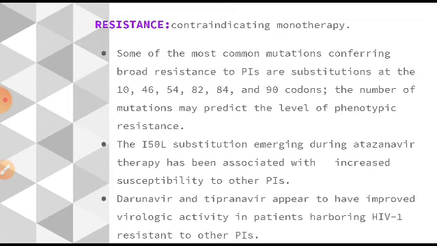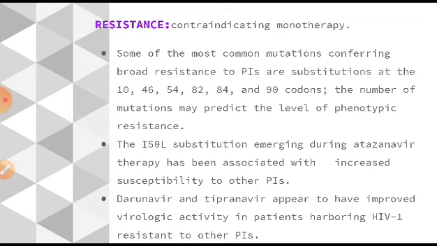So here this is also causing some resistance, contraindicating monotherapy. Because of monotherapy, or single use of the drug, resistance may be more common. How it happens, now I'll tell you. Some of the most common mutations conferring broad resistance to protease inhibitors are substitutions at, now it's telling the mutation is making the resistance, and where does the mutation happen? At 10, 46, 54, 82, 84, and 90 codons. Right? Its numbers are given where it is actually happening in that particular gene.